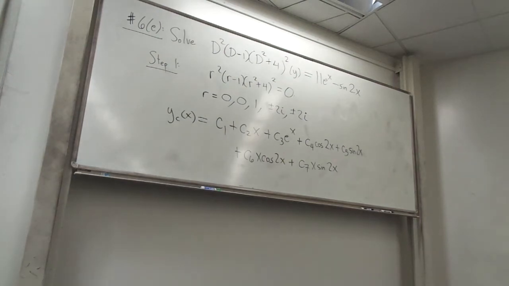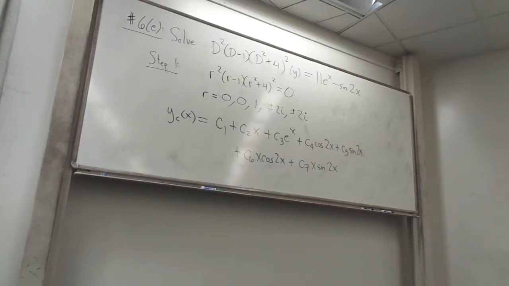Now we have to work on step 2, which is the annihilator part. Now, I didn't bring the table of annihilators with me here, so I'm just going to kind of hope that maybe you guys happen to have this one in your head already. Does anybody know how to annihilate 11e to the x? Would that be D minus 1? Yeah, that's just going to be D minus 1. It's pretty easy. D minus 1.